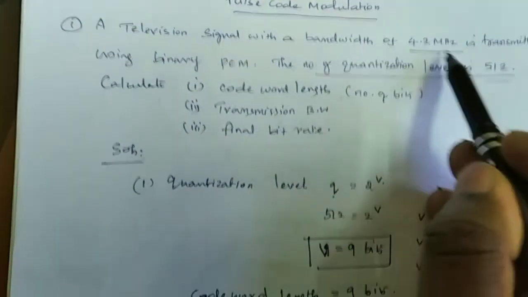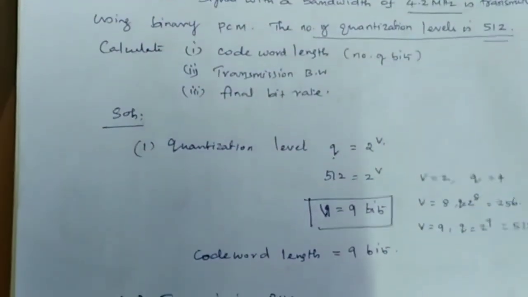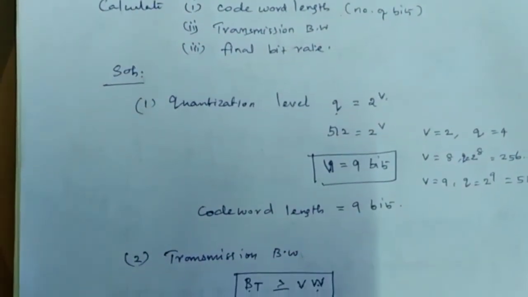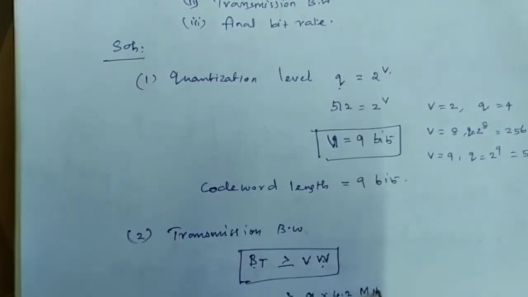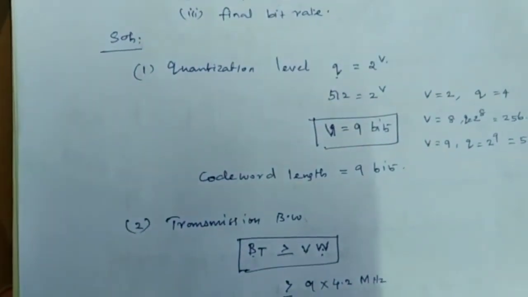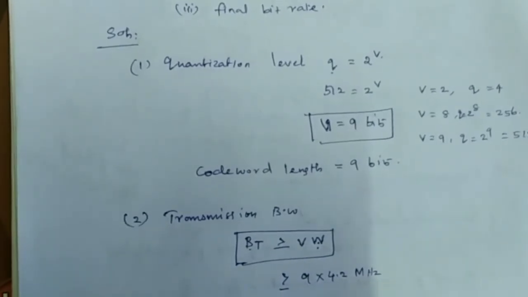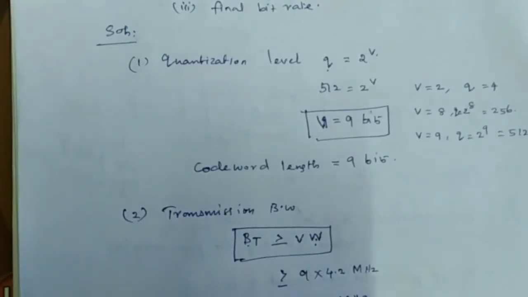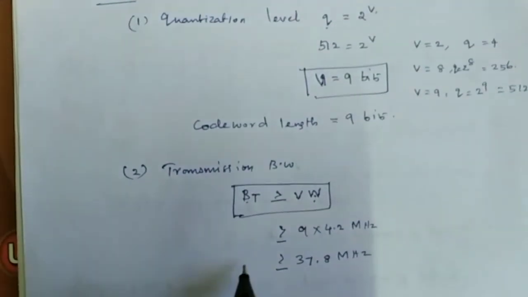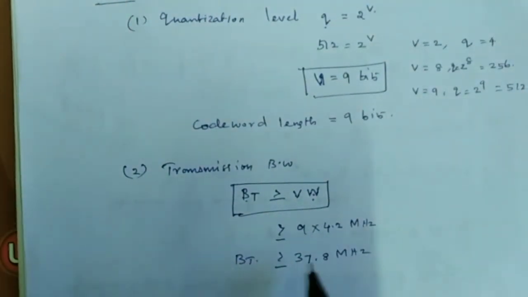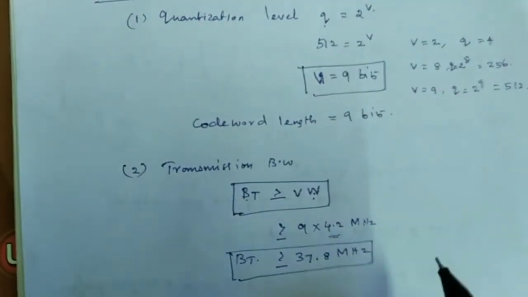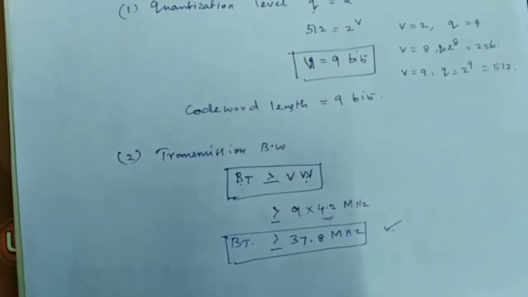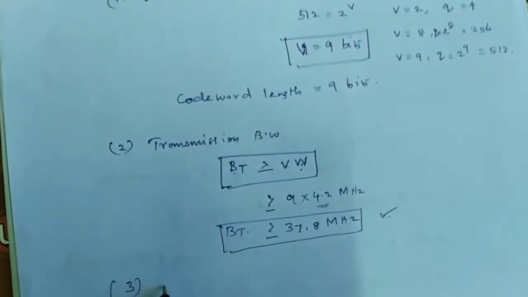In the problem, 4.2 MHz is transmitted, that is the W. Therefore the bandwidth is equal to 9 into 4.2 MHz, which is equal to 37.8 MHz. The bandwidth required to transmit the frequency 4.2 MHz is 37.8 MHz. And the third one is bit rate.